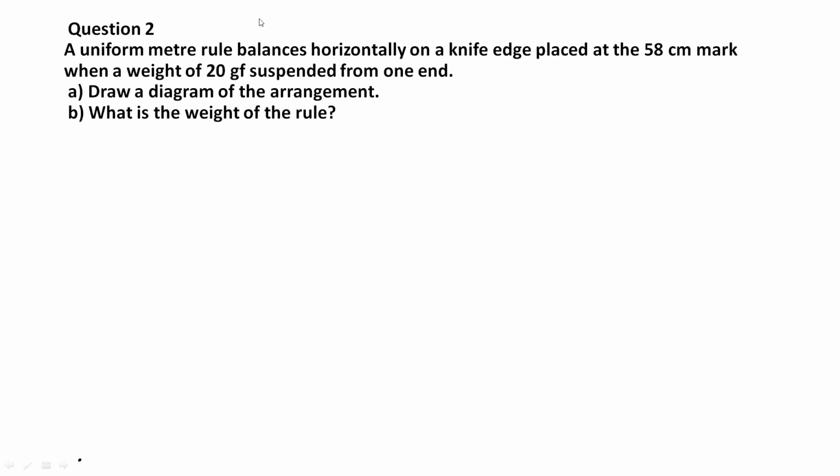This question we can expect for 3 to 4 marks. A uniform meter rule balances horizontally on a knife edge placed at the 58 centimeter mark when a weight of 20 gf is suspended from one end. Draw a diagram of the arrangement and find the weight of the rule. This question has two parts. For drawing a diagram, you will get a mark, and for getting the weight of the rule, you will get the next mark.